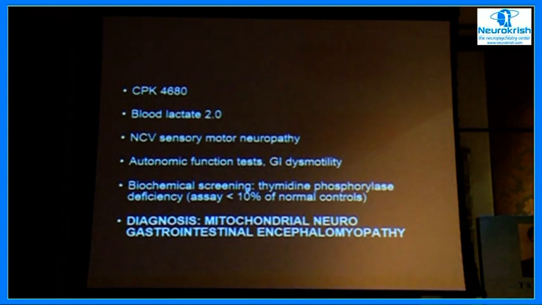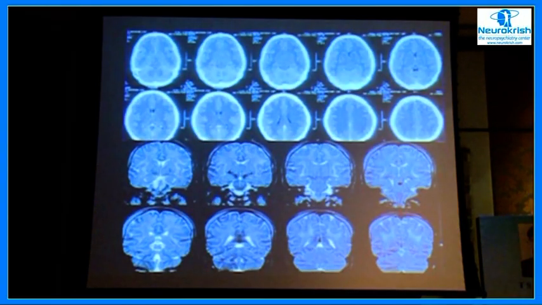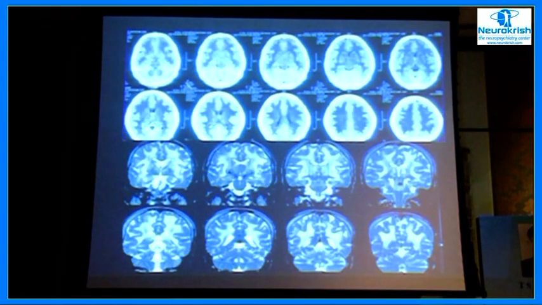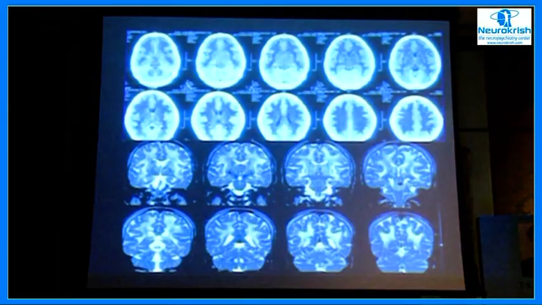This was thought to be MNGIE, and we couldn't do the thymidine phosphorylase gene, and hence we asked the neurochemistry department to get the thymidine phosphorylase activity in the leukocytes. And this is basically what the test showed. It was less than 10% of the normative. And this is how the brain looks, this is actually in a lady who came before that, showing white matter changes.